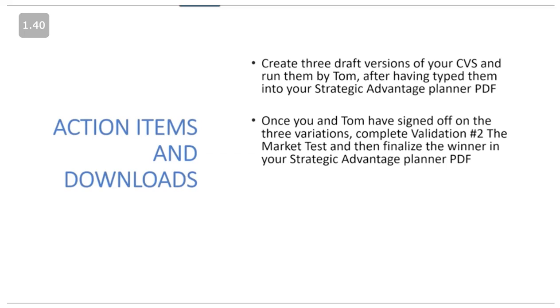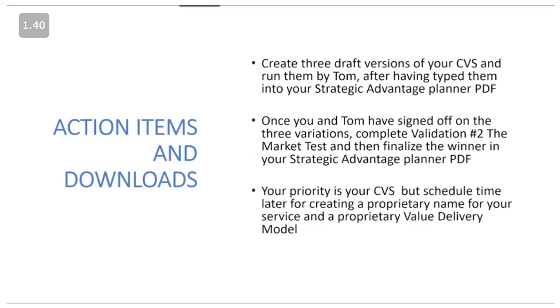Once you and I have signed off on the creations, complete validation number 2, which is the market test, and use the wording from it, and then finalize the winner in your Strategic Advantage Planner so we have your customer value statement loaded. You can change it and refine it, as I have done indeed over the years. You can find mine. As I mentioned a second ago, your next priority is scheduling time later for creating a proprietary name for your service and a proprietary value doodle. For the first one, that's a doodle at a coffee store and a chat with some friends. For the second one, you're probably going to need a good thick end of 8 hours to come up with something.